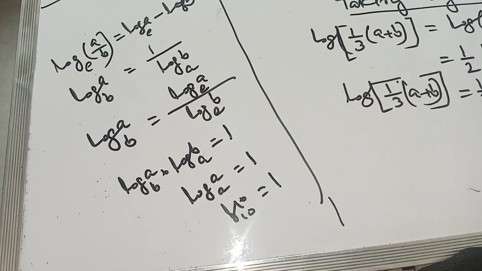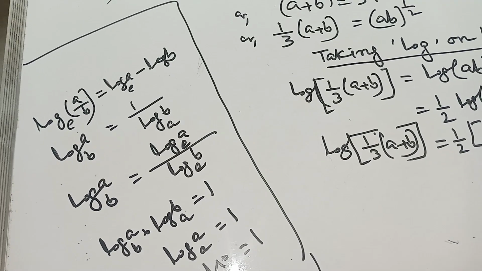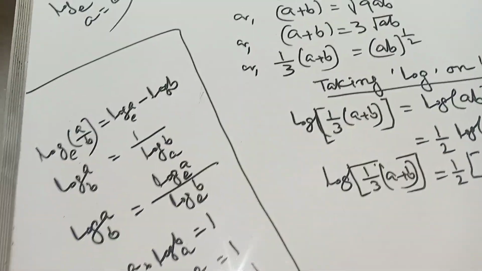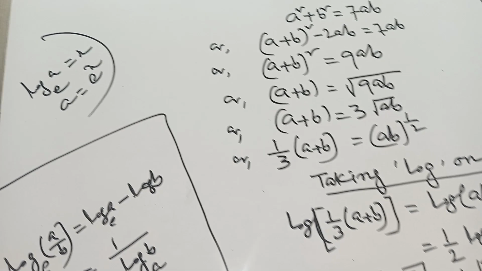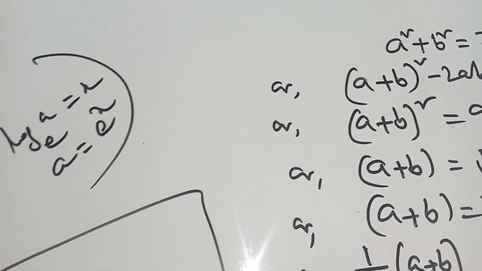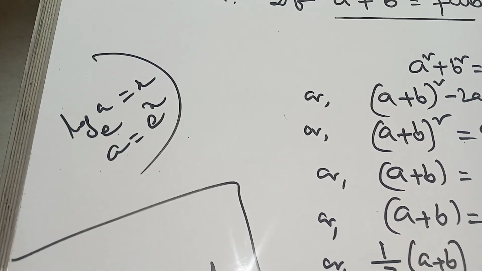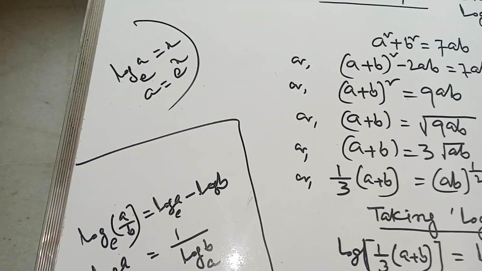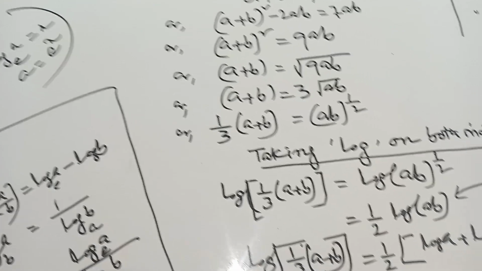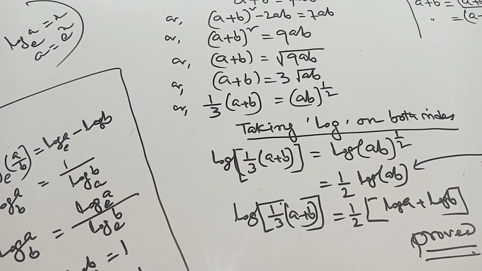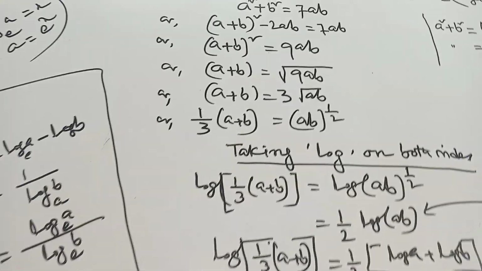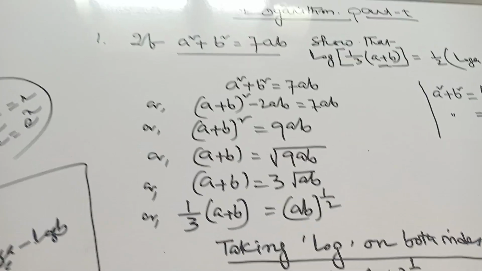Log 10 base 10 is 1. When exponent and base are equal, then it will be 1. And one most important formula: log base e of a equal to x, then a equal to e to the power x. This is the most important of logarithm. Okay, you must keep it in mind. This is the important formula of logarithm.